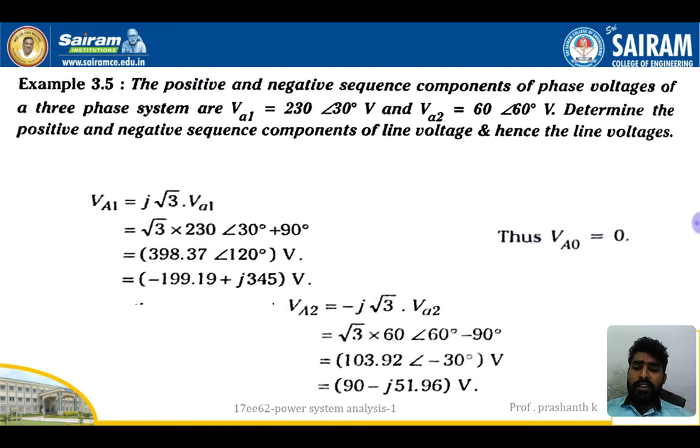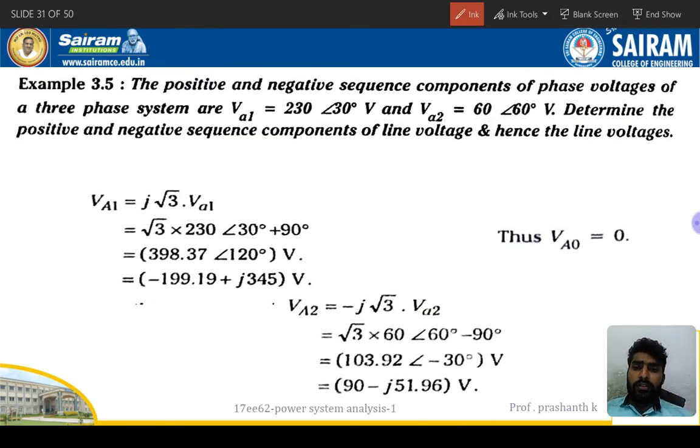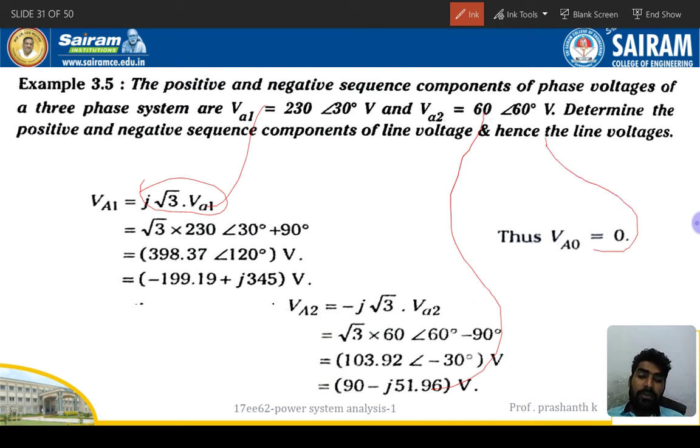So already we discussed and derived the equation where VA1 is equal to j root 3 VA1. This is the positive sequence component. Just substitute the values of VA1, and then we get the value like this. And for VA2, it is minus j root 3 into VA2, and VA0 is equal to 0. Just by seeing the question, we can say the zero sequence component value becomes 0.